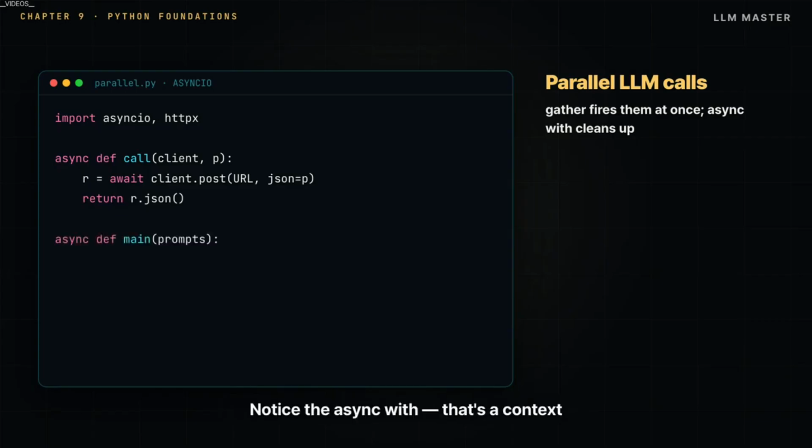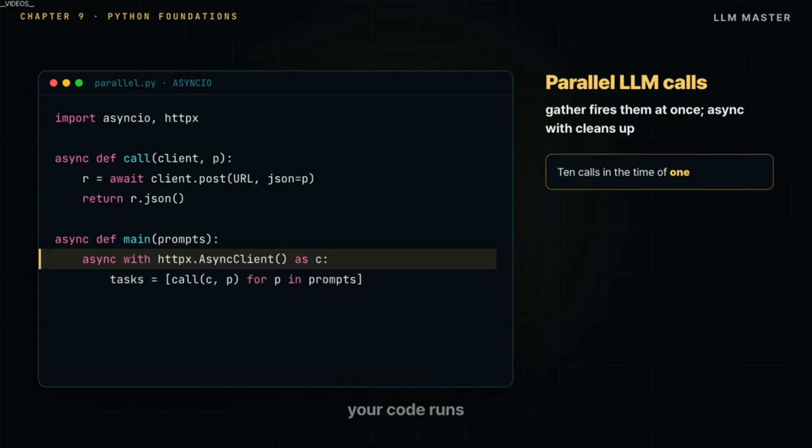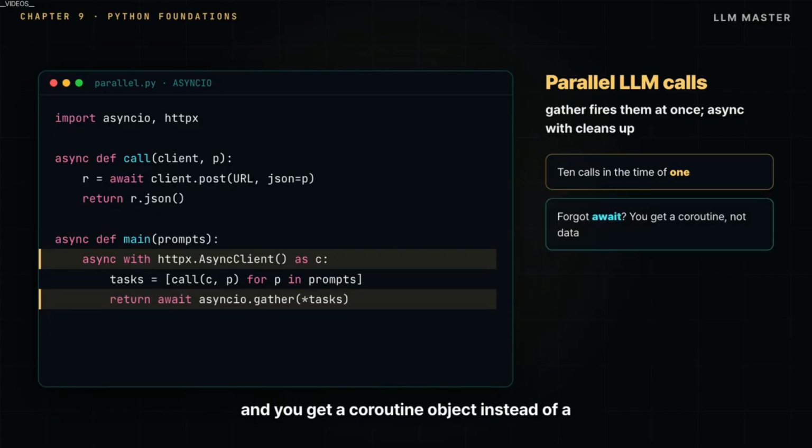Notice the async with, that's a context manager. The with statement guarantees setup and teardown as a pair. The HTTP client opens, your code runs, and the client is closed cleanly even if something throws. You'll see plain with for files and locks too. The pitfall: forget the await, and you get a coroutine object instead of a result. A bug that looks like the model returned garbage when really you never ran the call.